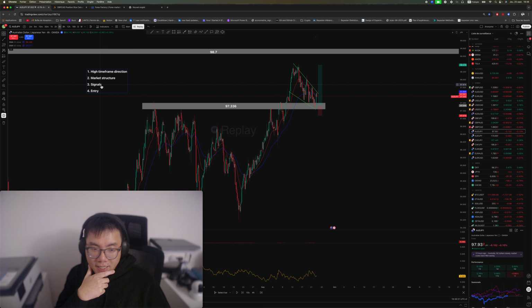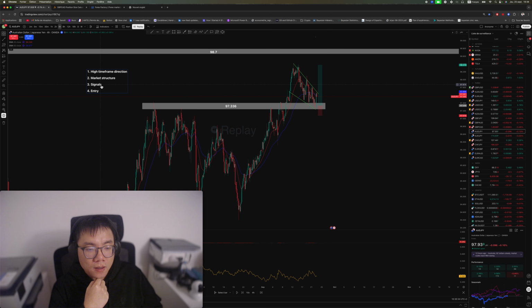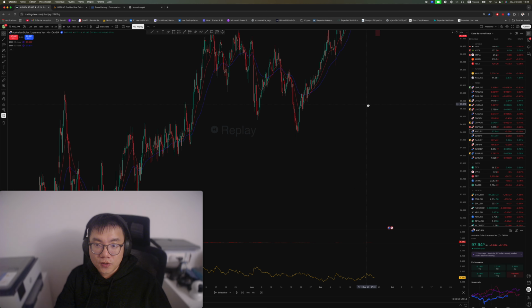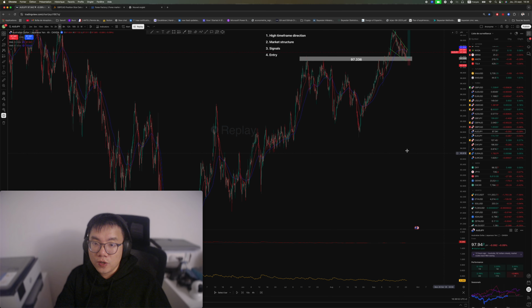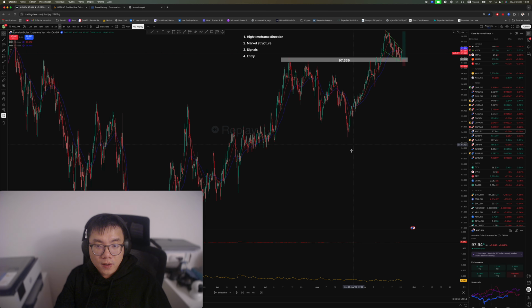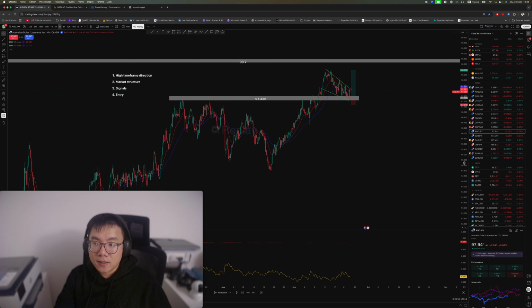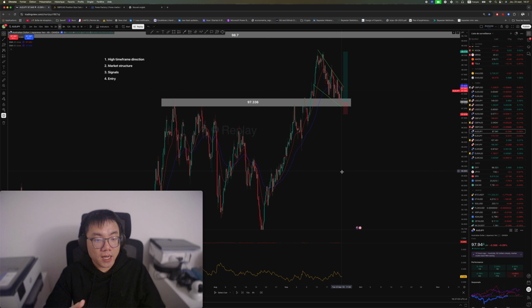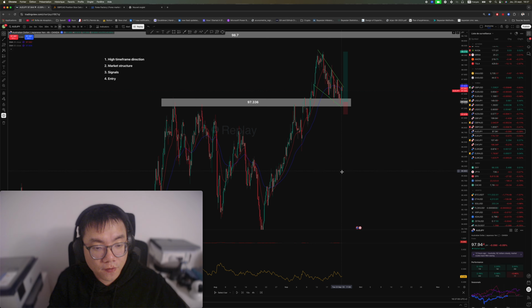So actually, for this setup, I can see three confluences, or three pieces of information, that support the thesis. The first one is actually the one that I just talked about in the first step, which is the high time frame direction. Since the bullish momentum is very strong, that's the first signal that supports my thesis, right? Because when I take a long setup, actually I am aligning with the higher time frame direction. That's the first signal.